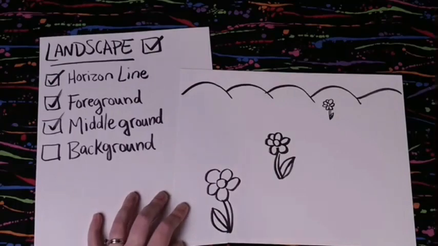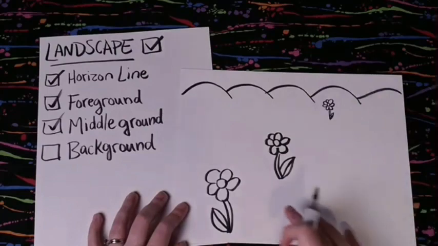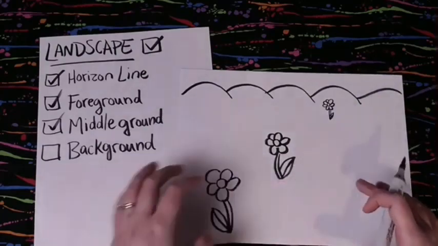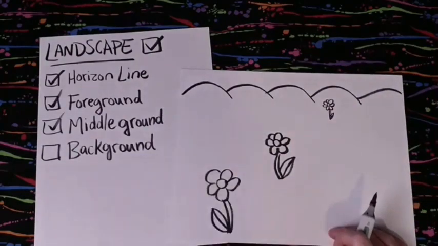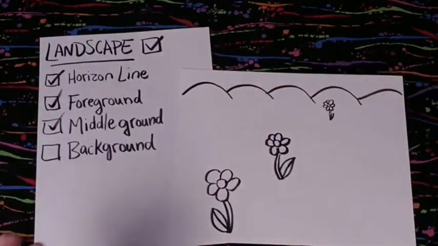Anything that you add in your picture then has to be similar to these sizes. So for example, if I'm going to have something down here at the bottom, it needs to be really large like my flower is. Or if it's in the middle ground, it needs to be medium size. If it's in the background, it's going to be really, really tiny.